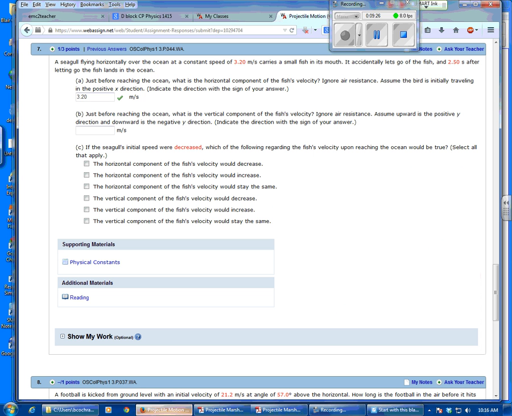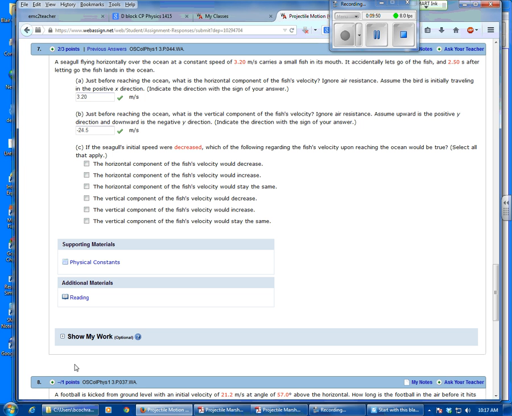Let's see if it indicates the direction with the sign or angle, so it does want the negative. So let's see if I get it right. Negative 24.5. Yay! Now we gotta deal with C.